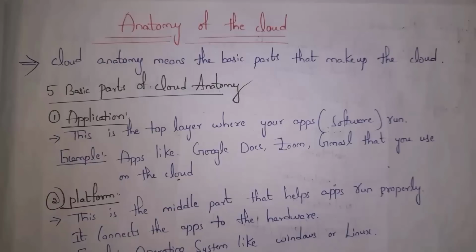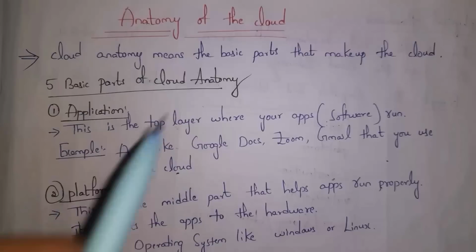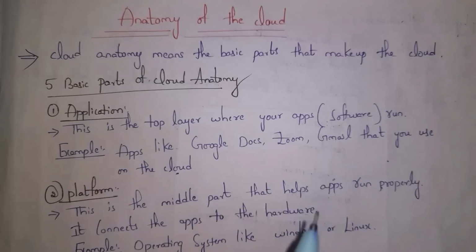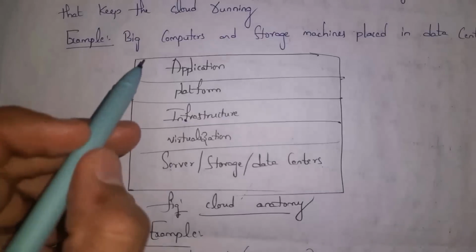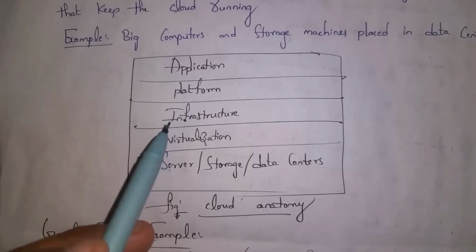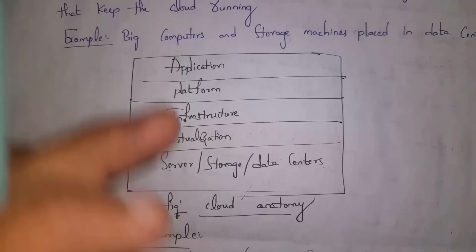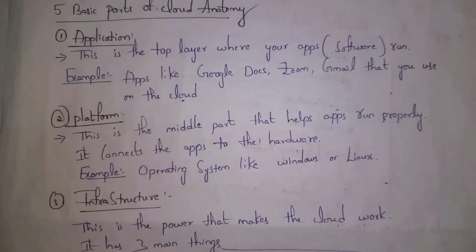Next I will explain anatomy of the cloud. Guys, anatomy is nothing but basic parts that make up the cloud. We call it as cloud anatomy. These are 5 parts that make up the cloud, and the first one is application, second one is platform, third one is infrastructure, fourth one is virtualization, and fifth one is server or storage or data center. I will explain each of them. And the first one is application.